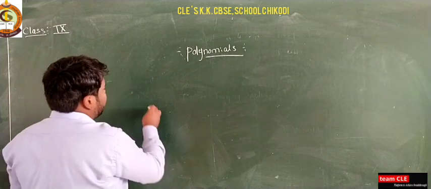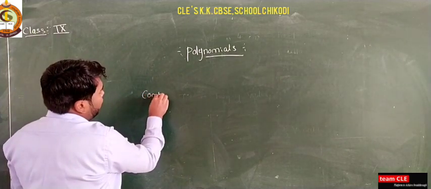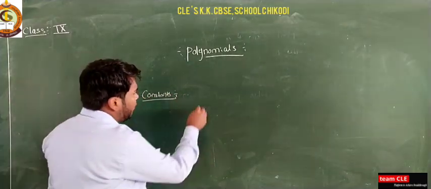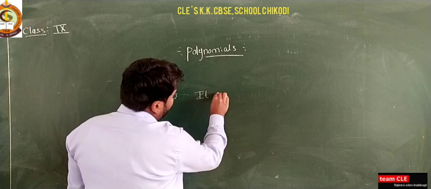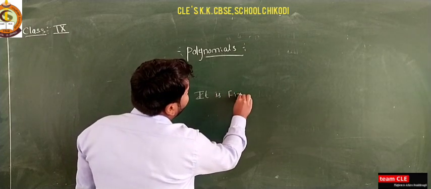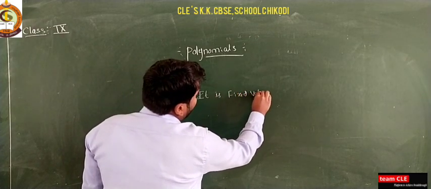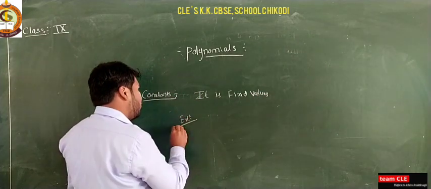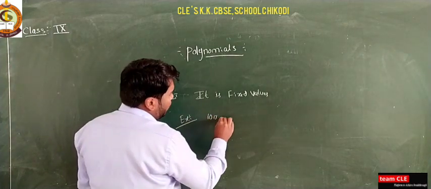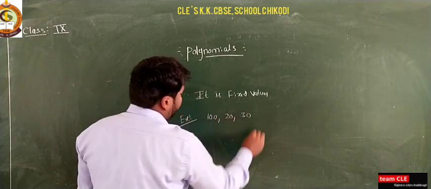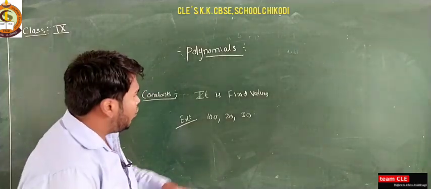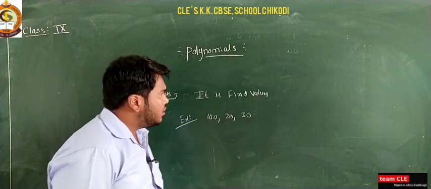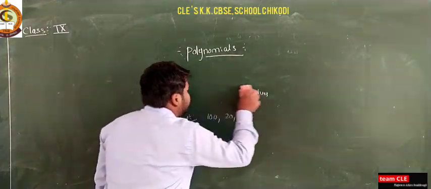Constants are nothing but fixed values. Examples of constant values are 100, 20 and 30. Constants are nothing but fixed values. So this is the basic concept behind this.